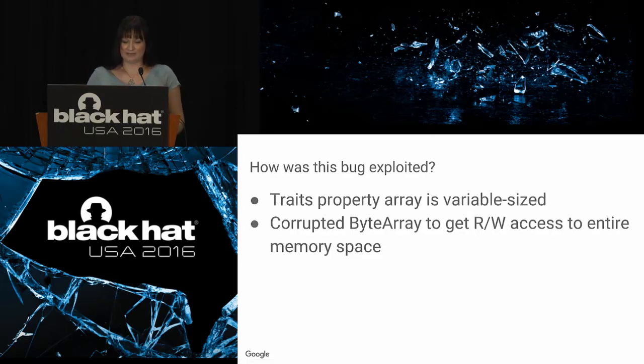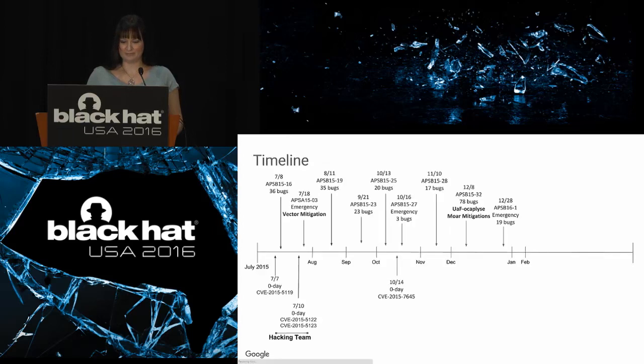So how was this bug exploited? Well, it turns out that the method table is actually variable sized, so you could get it to be the same size as a byte array, and then they corrupted the length property of the byte array so they could get read-write access to all of memory.